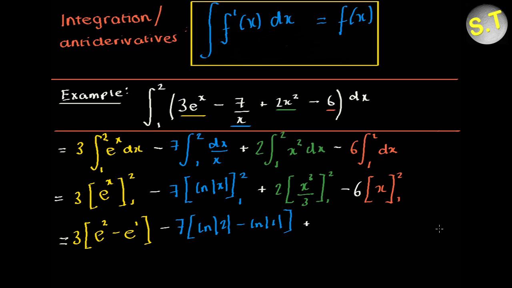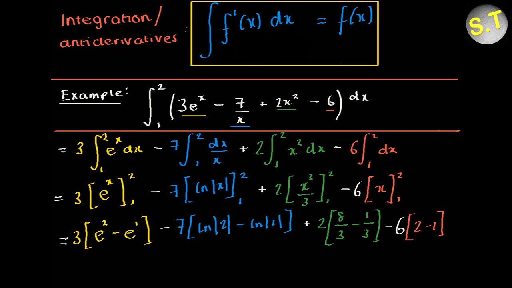plus 2 times, and if we substitute 2 into here, we have 2 cubed, which is 8, divided by 3, subtract 1 substituted into this expression, so 1 cubed is 1 over 3, so 8 thirds minus 1 third, and then finally we have subtract 6 times, quite simply 2 minus 1.